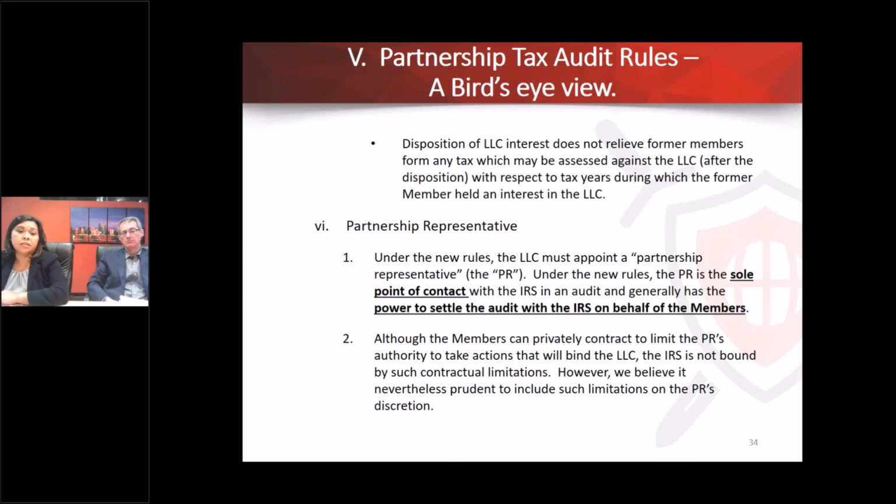Point 2 is kind of a practical note in that although members can privately contract and agree in the LLC operating agreement as to how audits are going to be handled, the IRS is not necessarily bound by the provisions, but it's a good idea to have them in there. That way you can at least have some guidance on how to deal with audits.